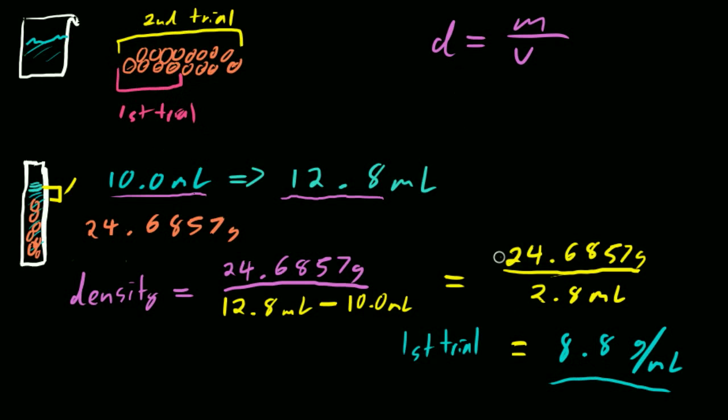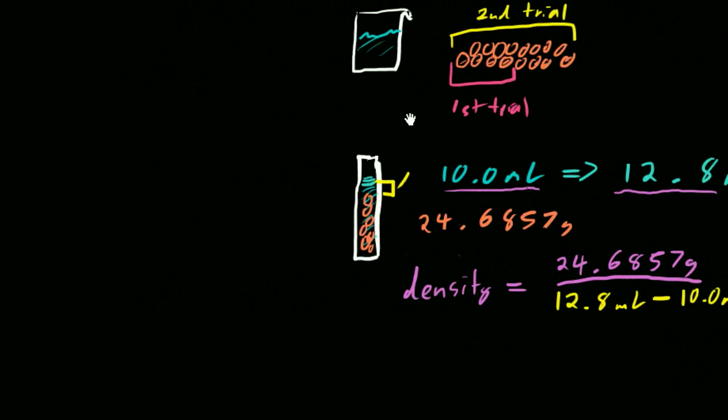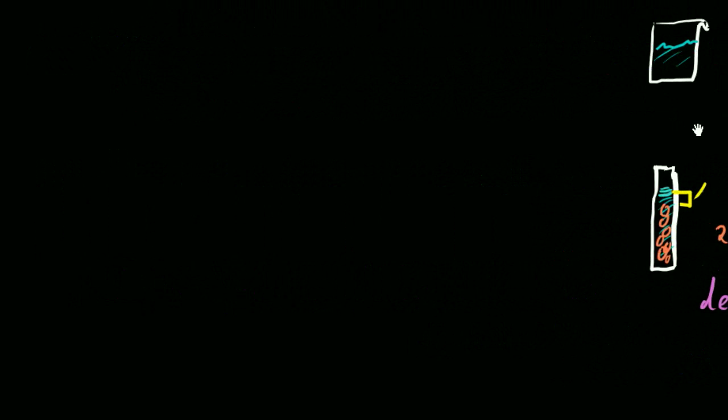So actually, I am now going to scroll over to the other side of the screen. There we go. So we can still see our first trial, I guess, right there. And we are going to say for our second trial, we washed out our graduated cylinder. And then we measured out water into the graduated cylinder, as close as we could get to 10.0 milliliters.